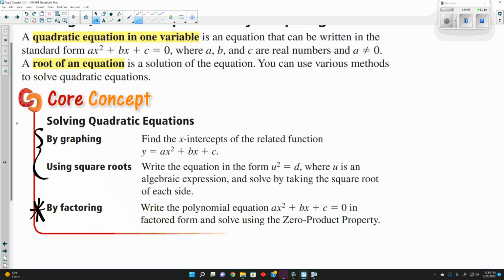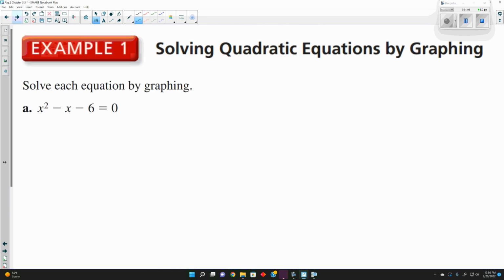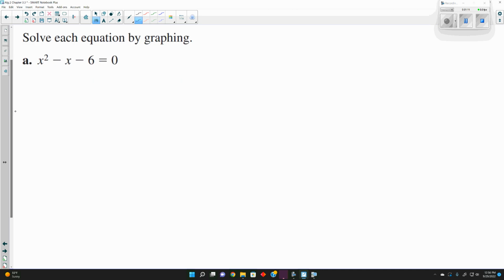And what we're looking at in 3.3 is solving them by graphing and using the square root method. These are the two methods we're going to be looking at in 3.3. Now the first method we're looking at is solving these equations by graphing. And whenever we graph them, we want the equation equal to 0. For this here, x squared minus x minus 6 is equal to 0, so we can graph it.